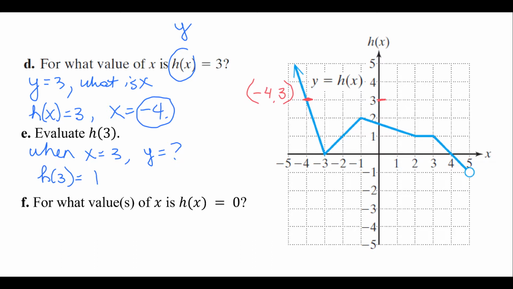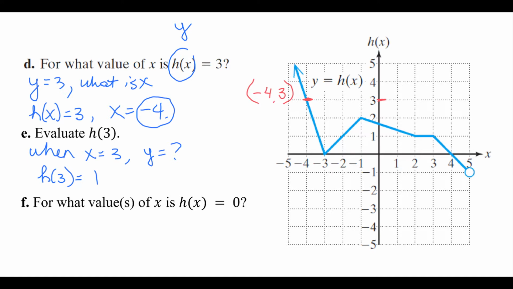For part F, for what values of x is h of x 0? Well, the question is asking us to look for where the function equals 0. Or in other words, where is y equals 0? Well, here is my y-axis. Where is my y equals 0? Right here. So when y is 0, do I have any points on the graph that belong to y equals 0? I do. I actually have 2 of them. One right here and one right here.